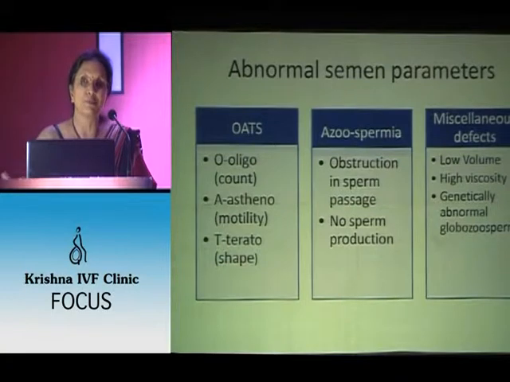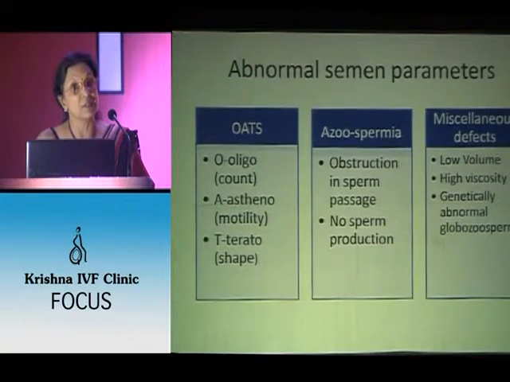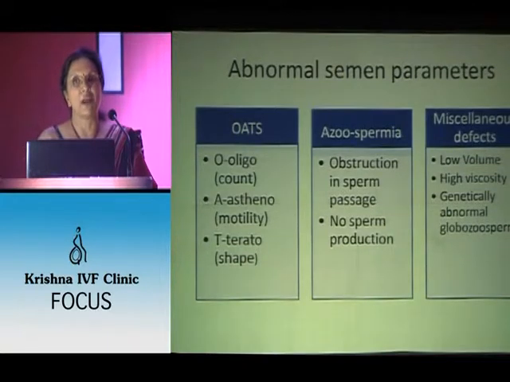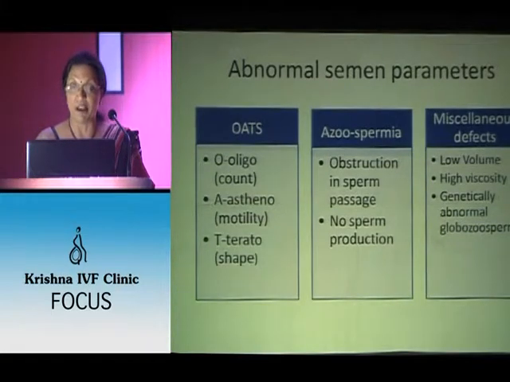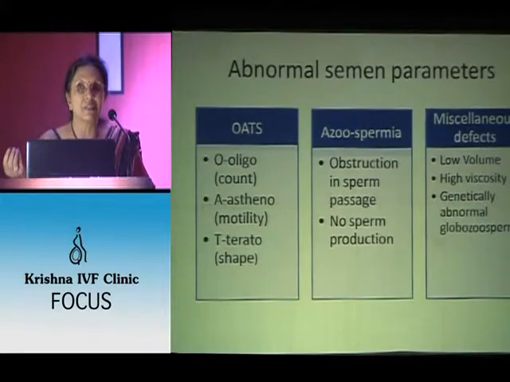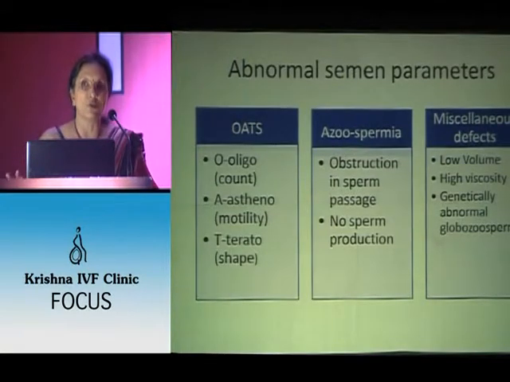Azoospermia could be of 2 types. One is where there is obstruction somewhere in the passage of sperms from the testes to the ejaculated semen, or there is no sperm production in the testes at all. And then we have miscellaneous defects which don't fall into the first 2 categories, where we have a very low volume semen, or it's very viscous and fails to liquefy, or all sperms look abnormal. Say the acrosome is absent in each and every sperm, which is a genetic abnormality. So these would be in the miscellaneous group, which are rare and which we may have to tackle in a different way.